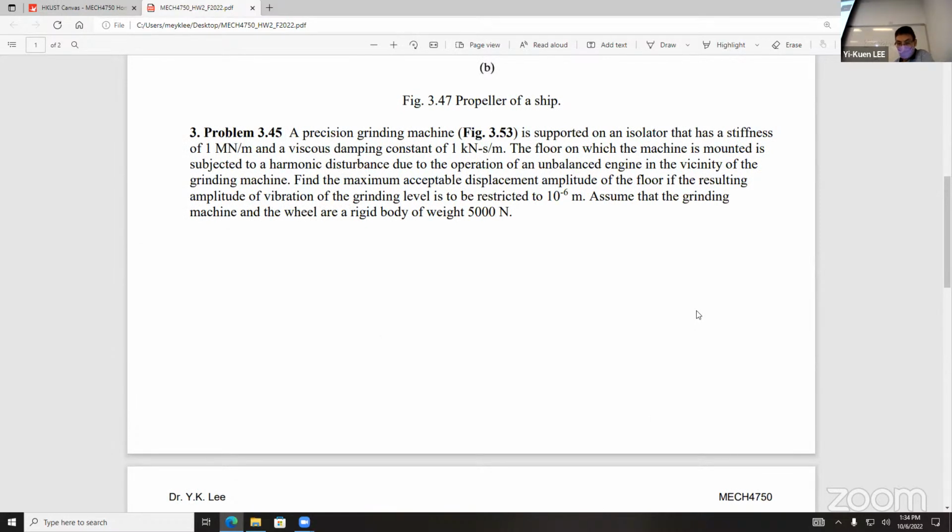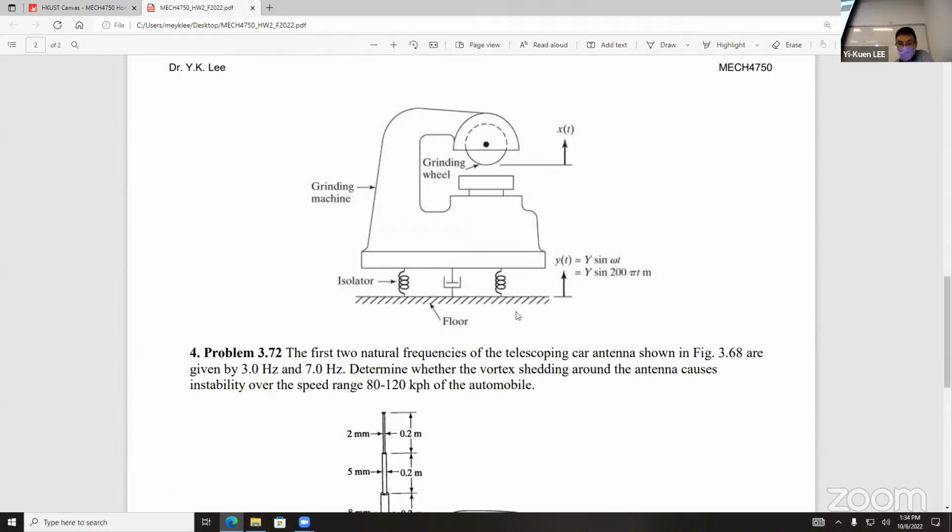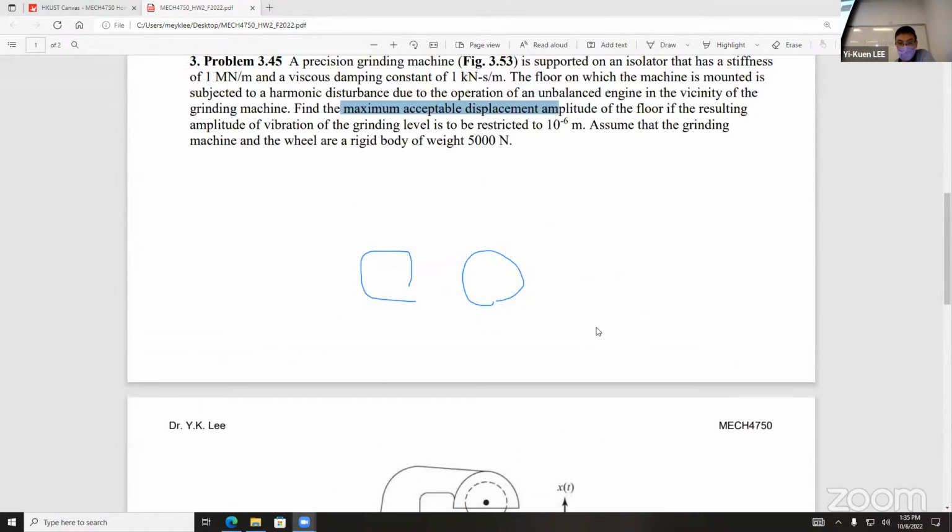If a precision manufacturing process, like grinding, right? In this case, if you want a maximum acceptable displacement, can you come up with some idea about the design of this vibration engineering? Basically, it is based on the maximum allowable vibration amplitude, and how you can come up with the right design so the amplitude can be small enough. This depends on the requirement.